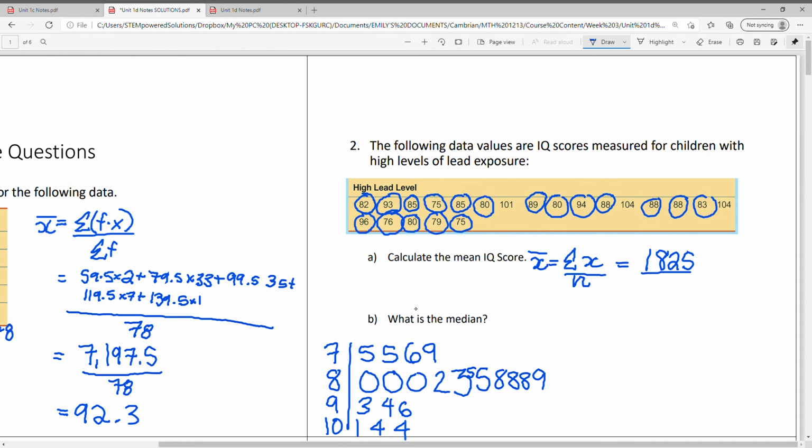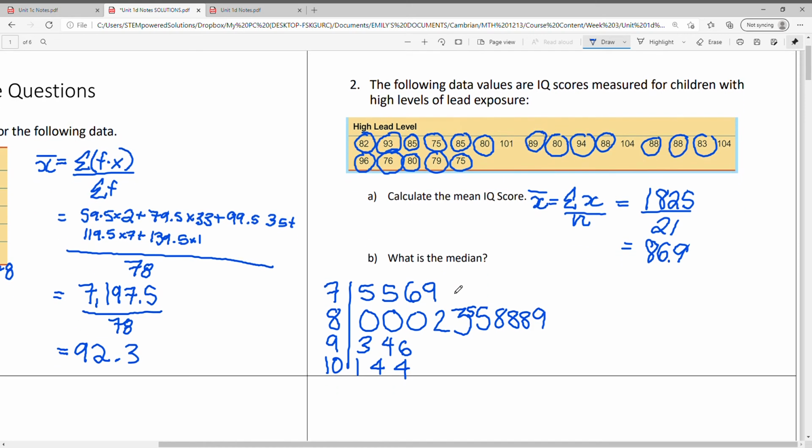So we're going to just count basically how many IQs we have here. There's 1, 2, 3, 4, 5, 6, 7, 8, 9, 10, 11, 12, 13, 14, 15, 16, 17, 18, 19, 20, 21. And if we do the division, what we get is, on average, the IQ is 86.9. So that's the mean IQ score.